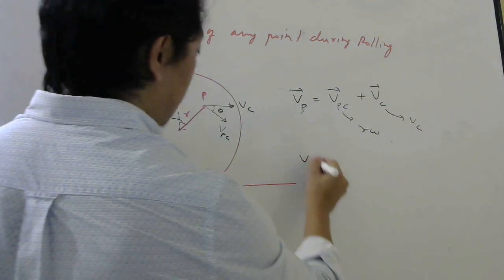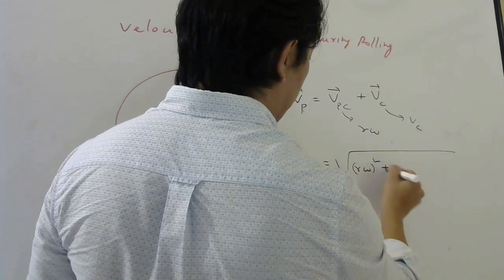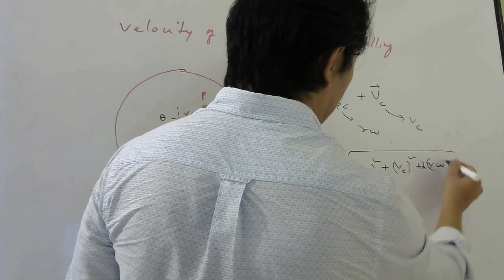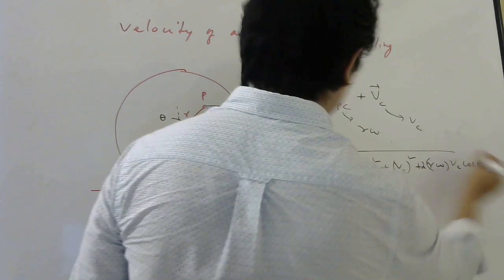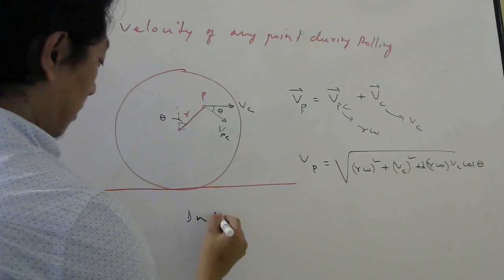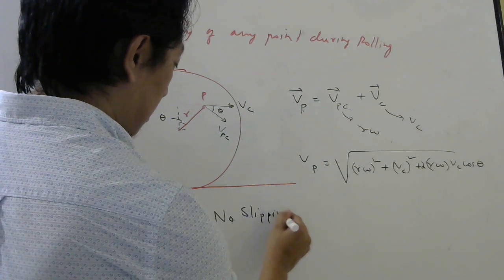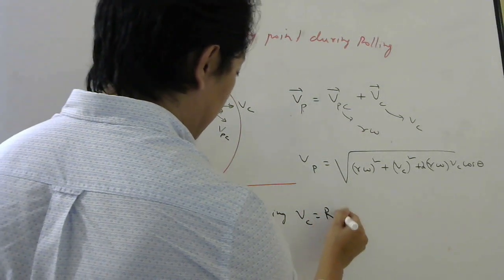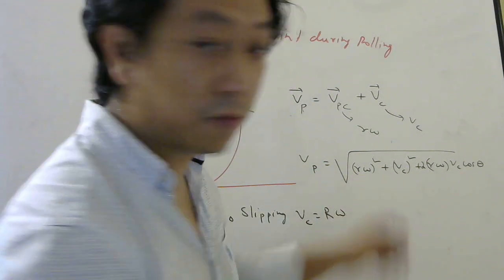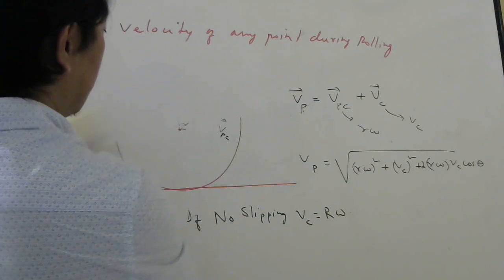So now to find Vp, what should I do? Root over this magnitude square plus this magnitude square plus twice of r omega Vc cos of theta, this angle. Okay. Now in pure rolling, if they say there is no slipping, then wherever there is Vc, you can write capital R omega. Okay, only capital R. So this Vc you can write as capital R omega, not small r omega. Okay, be careful. So we have understood how to find the velocity of any point.